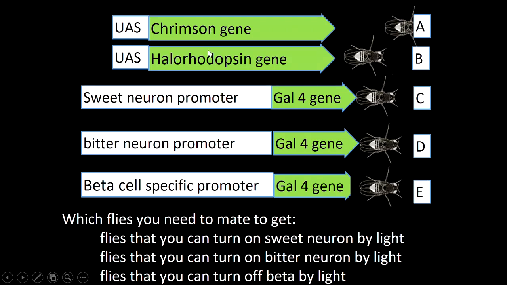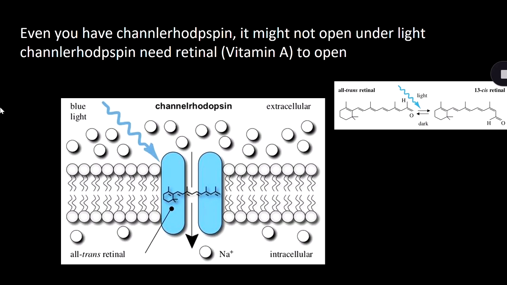Okay. Let's talk about channelrhodopsin. Channelrhodopsin will open under light, so you can control the function of a nerve. However, they only open under the light when there is retinal or vitamin A. If we don't supply vitamin A or retinol, the channelrhodopsin will not open even if there is light.